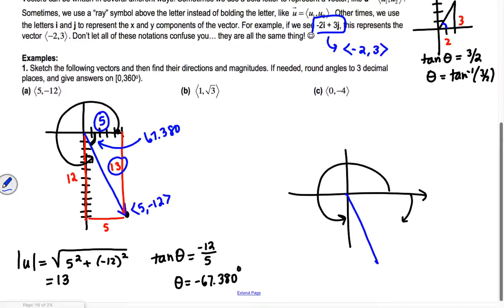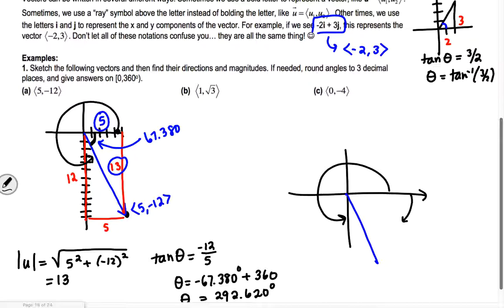Yeah, we take our 360 and we subtract out that 67.380. So it's okay that we had a negative, because what we're going to do is adjust it by adding 360 to that negative number. Does that make sense? So we're going to say plus 360. So we end up getting 292.620.